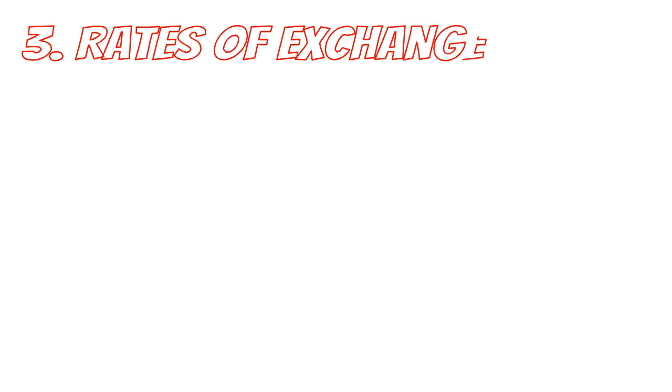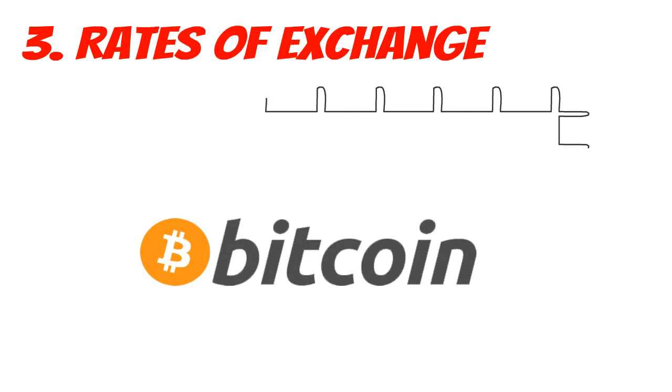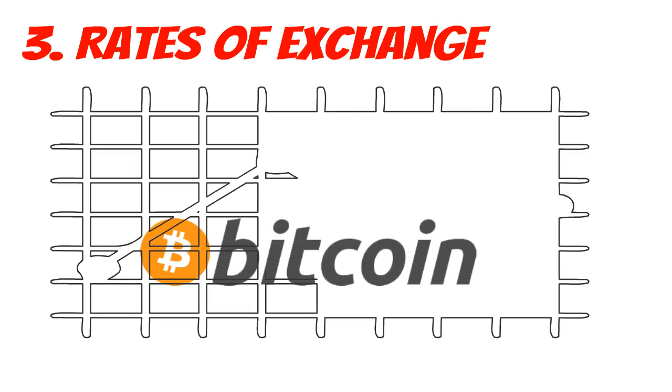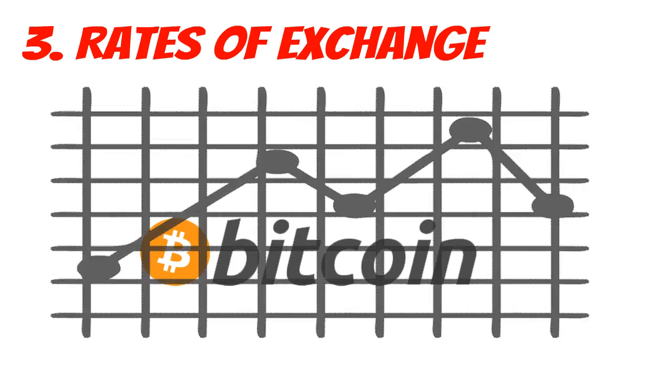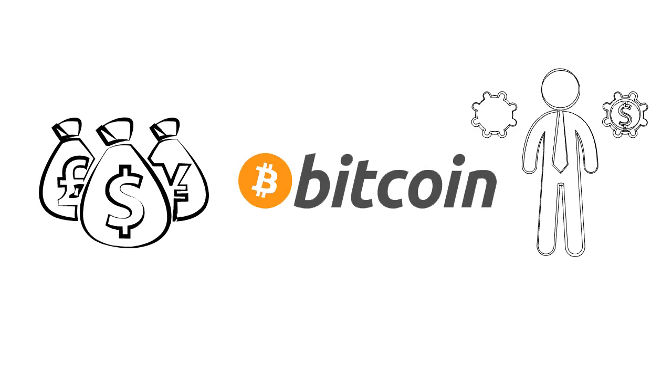3. Rates of exchange. The Bitcoin virtual currency exists as any other commodity whose rate of exchange fluctuates from day to day. Thus, the value of money used to purchase Bitcoins is subjected to the fluctuations in the value of Bitcoin in the global currency markets.